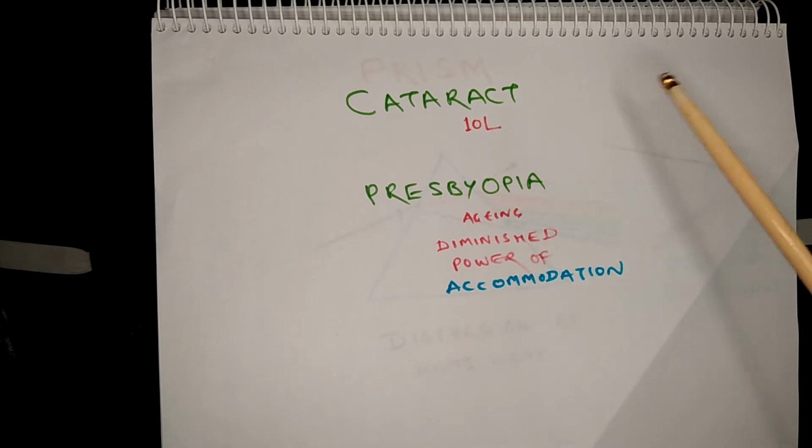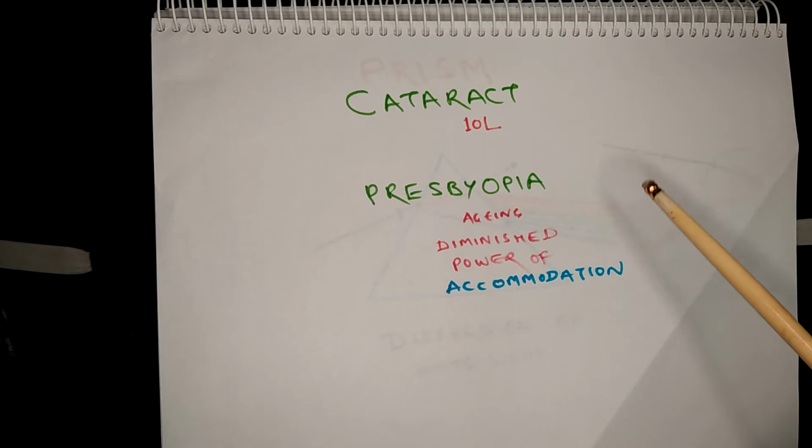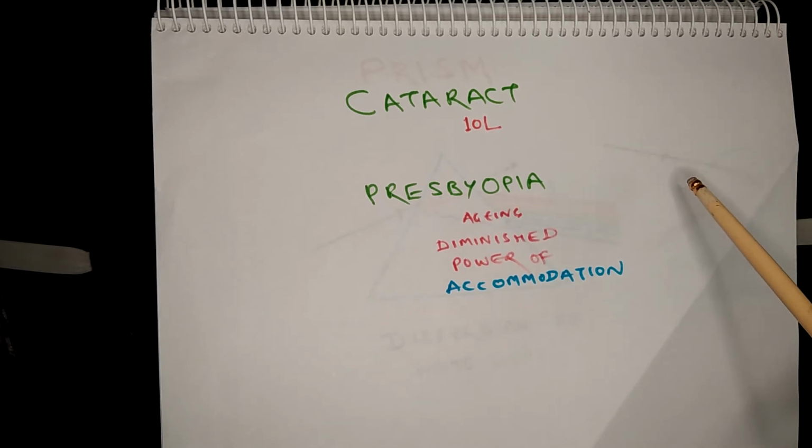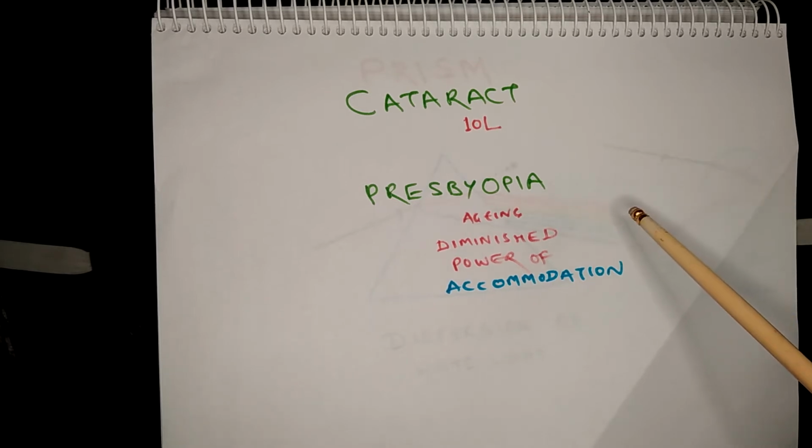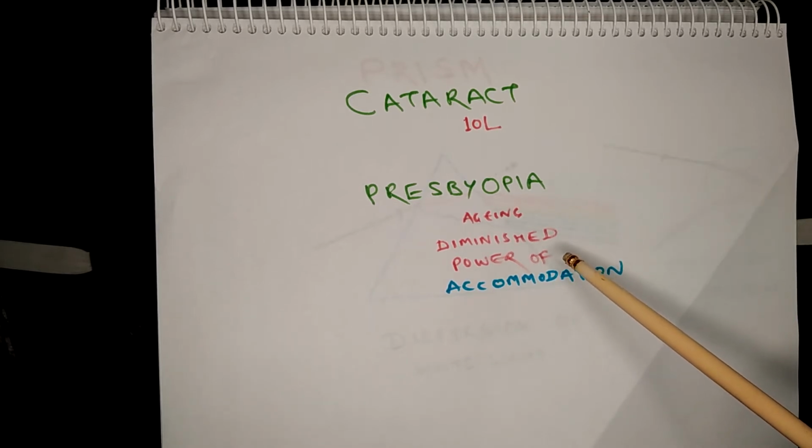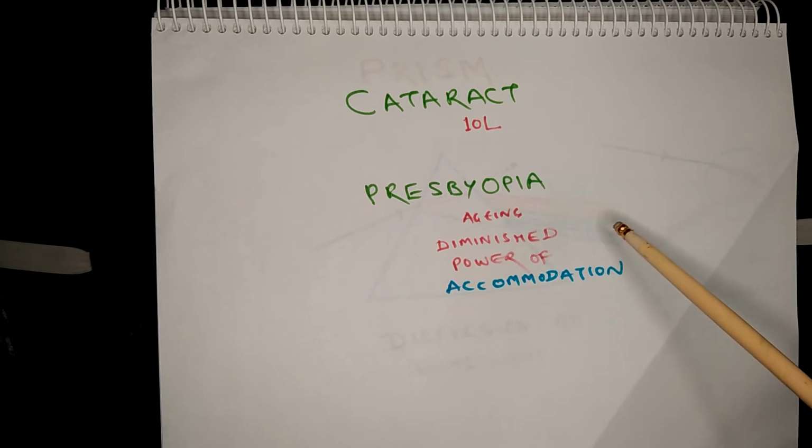Another problem is presbyopia. It happens because of aging. Because of aging, what happens? The near point of the eye tends to move farther and farther away along with advancing age, and due to this, the person is unable to clearly see the nearby object. So this is presbyopia.